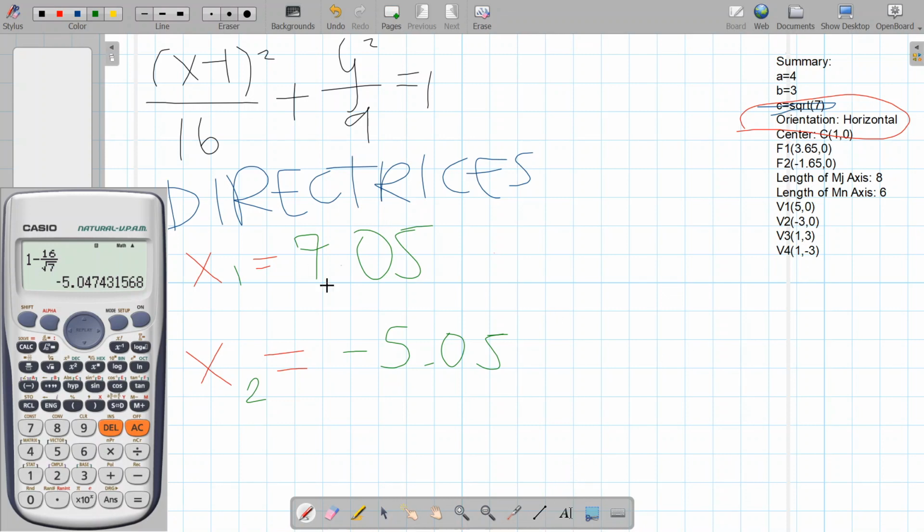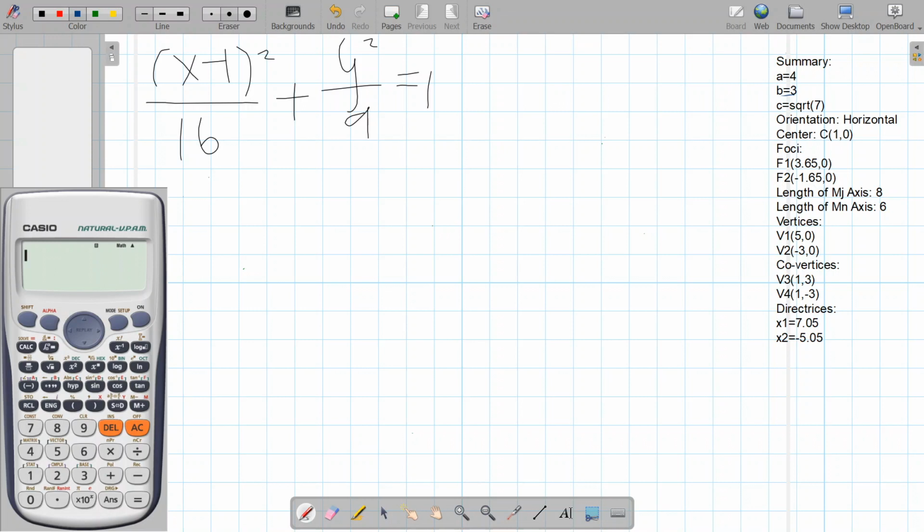Let's erase the board again. For the last element, we need to solve for the endpoints of the lateral recta. The endpoints of the lateral recta are important because they will help us guide in creating the rough sketch. So what are the lateral recta? The lateral recta always pass through the focus, so we're going to use our foci here. And we must remember that the lateral recta is always perpendicular to the major axis.